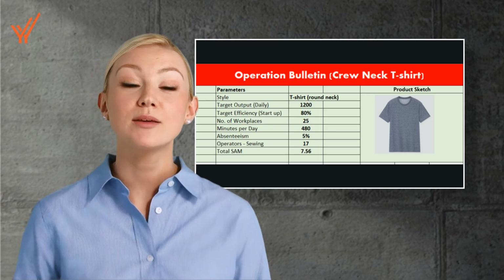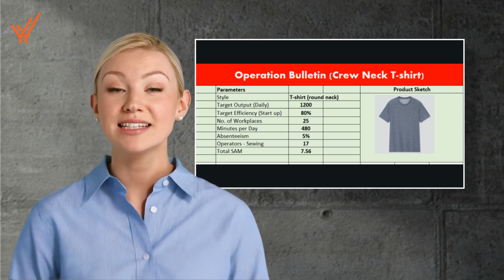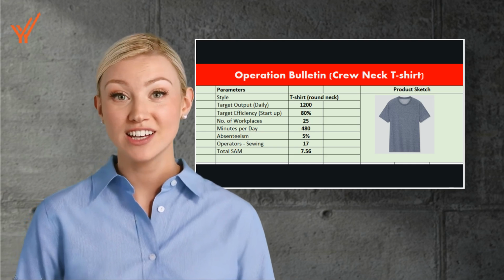An example of a completed operation bulletin for a crew neck t-shirt showcases all required details. Following these steps ensures a well-organized and efficient production line setup.